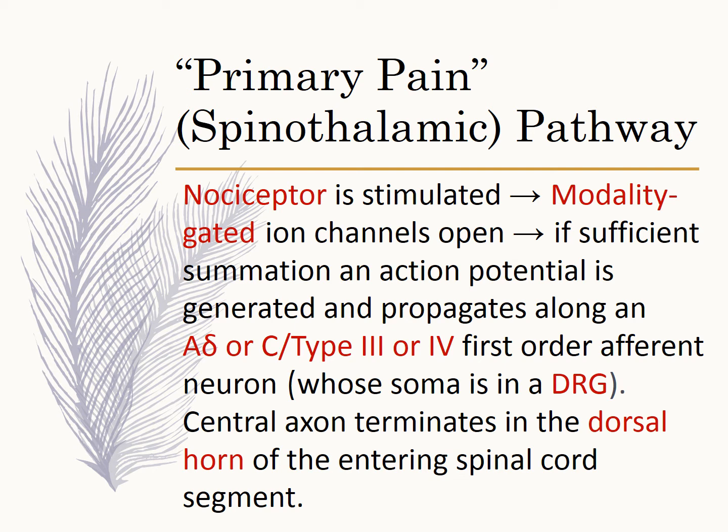The cell body of the pseudounipolar neuron that is propagating the action potential is in a dorsal root ganglion. The central axon of the pseudounipolar neuron is going to travel in the dorsal root to the dorsal horn of the entering spinal cord segment.